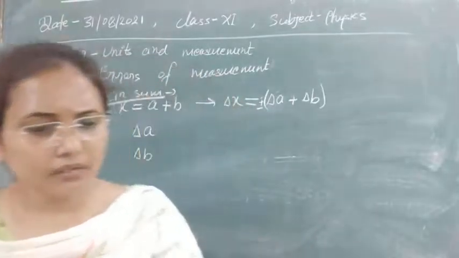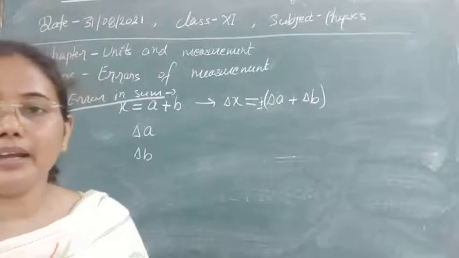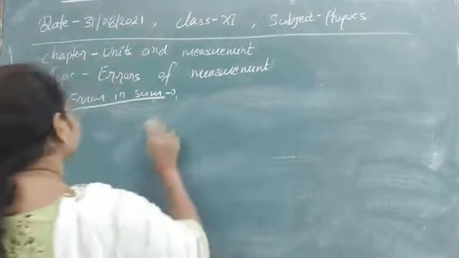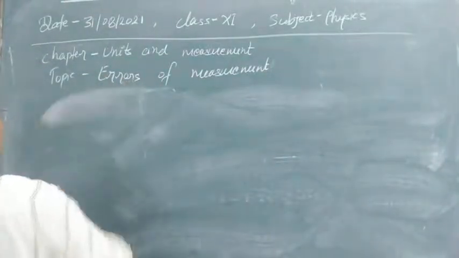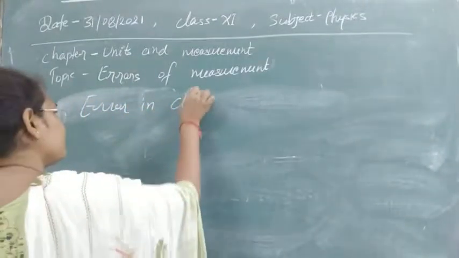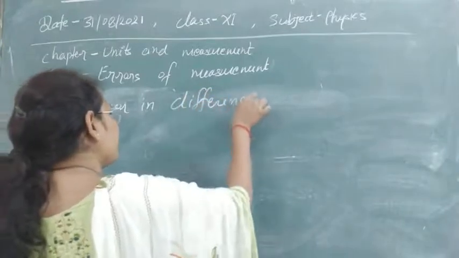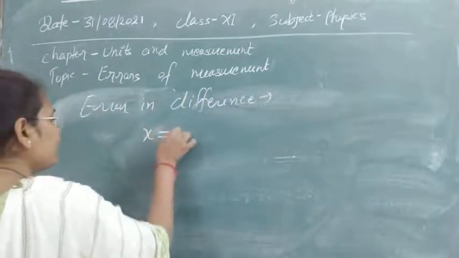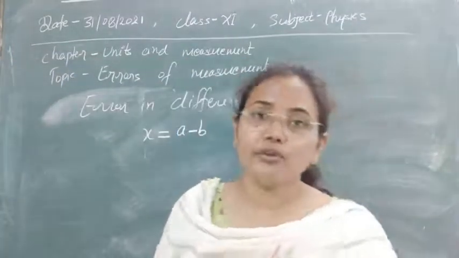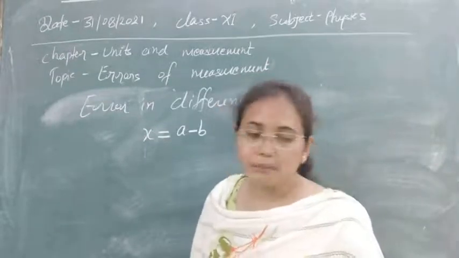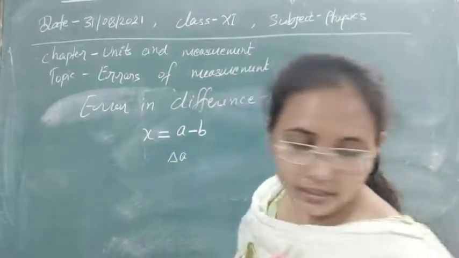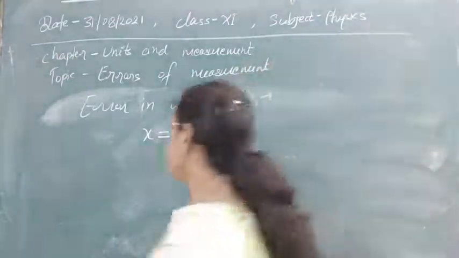Similarly, the second one, you have to calculate error in a difference. Suppose we have a quantity x equal to a minus b. First of all you have to consider the error in the measurement of a and of b. Suppose the error in the measurement of a is delta a and the error in the measurement of b is delta b.